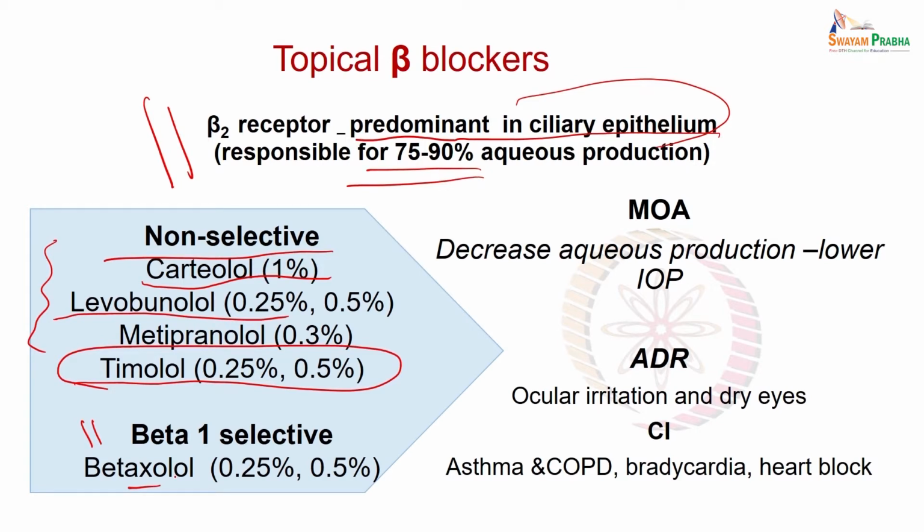Mechanism of action: decrease aqueous humor production, lower intraocular pressure. The major adverse reaction is ocular irritation, and this also causes dry eye. Contraindications: bronchial asthma, COPD, chronic obstructive pulmonary disease, bradycardia, heart block, because even a small quantity of beta blocker which goes into the systemic circulation can precipitate bronchial asthma and can reduce the heart rate.